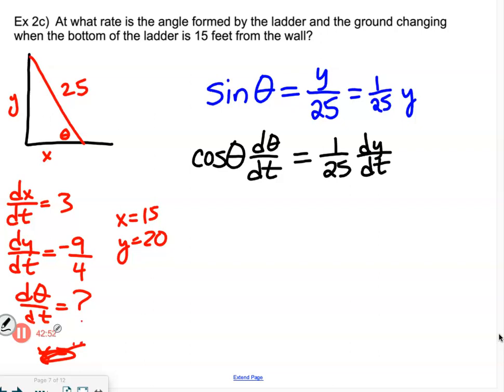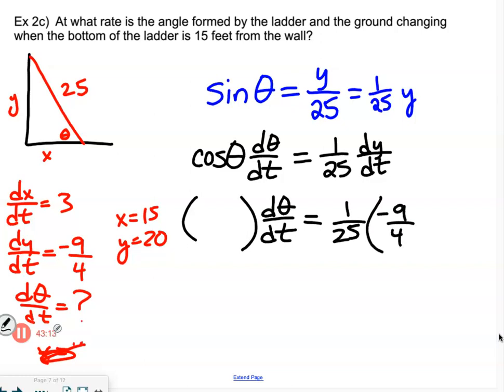All right, so now let's plug in. Do you guys notice I never solve for what I want? I plug the numbers in first and then get it. It's so much easier to solve with numbers than with variables. So I want d theta dt. I need cosine theta. I know this is 1/25. I know dy dt is -9/4. I need the cosine of theta. Beautiful. Well done.